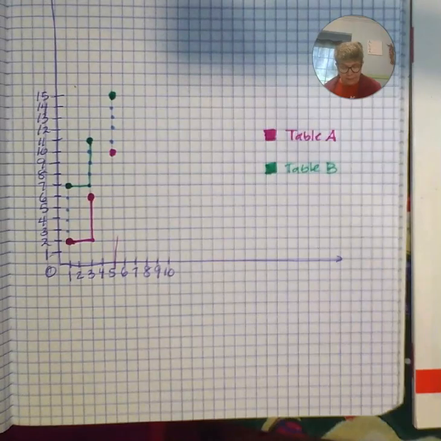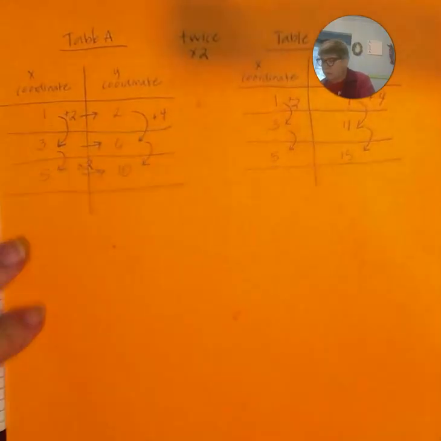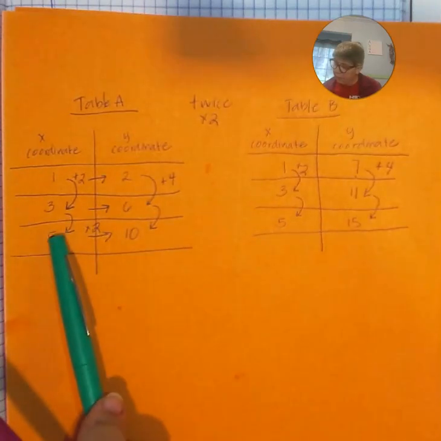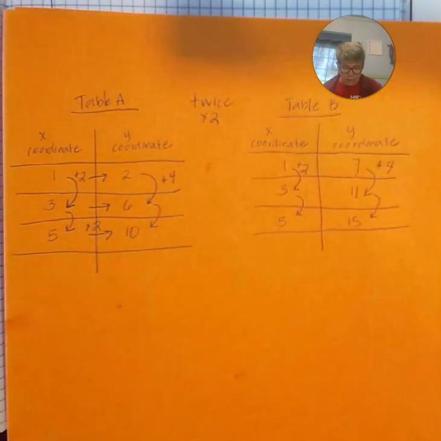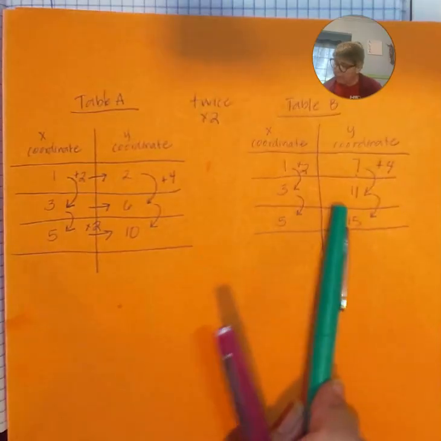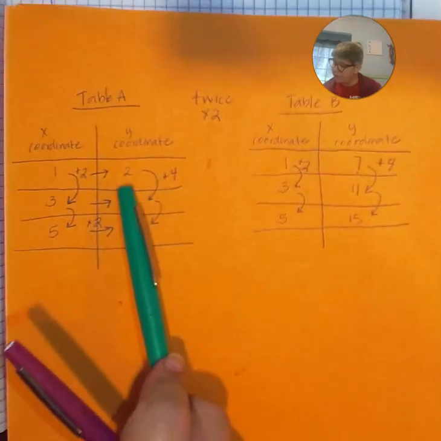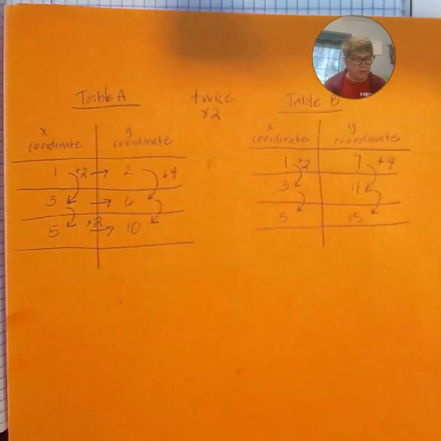And we can see that pattern. We can multiply the x coordinates on table A by 2 to get the corresponding y coordinate, right? We talked about that before. Each y coordinate on table B is 5 units more than the corresponding y coordinate on table A. Look at that. 2 plus 5, 6 plus 5, 10 plus 5. That's an interesting relationship between y coordinates, isn't it?